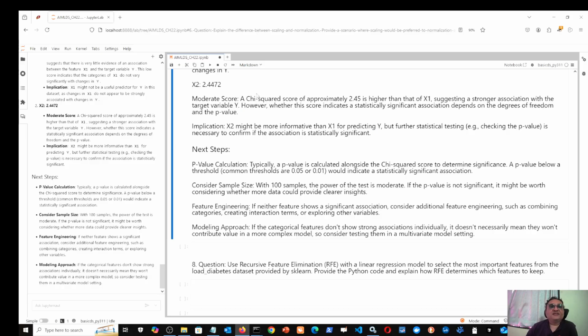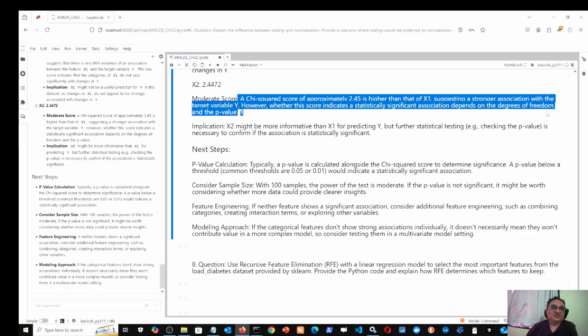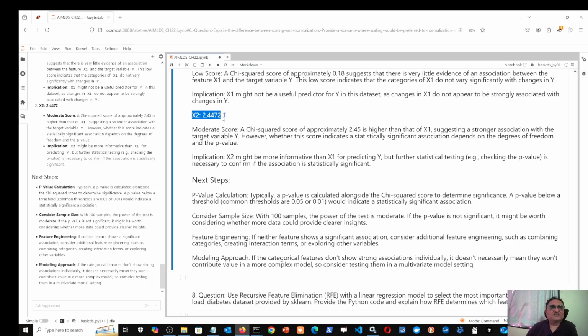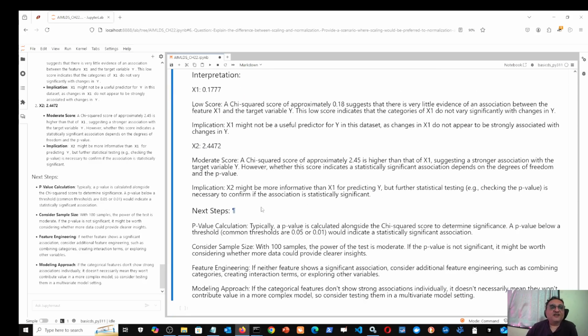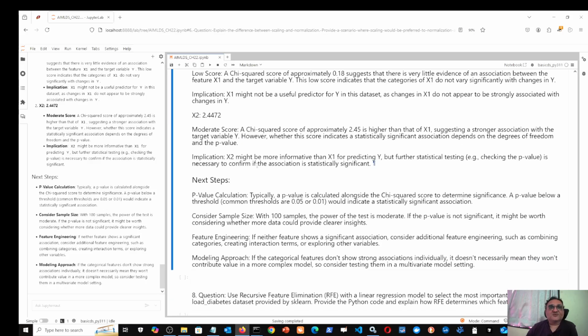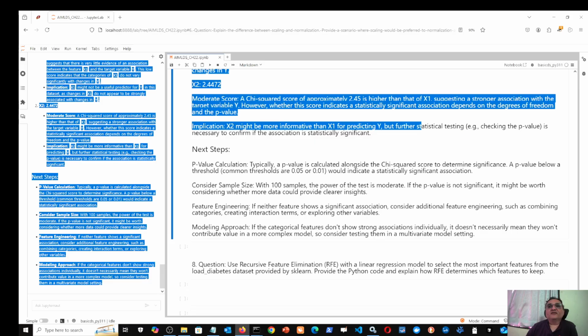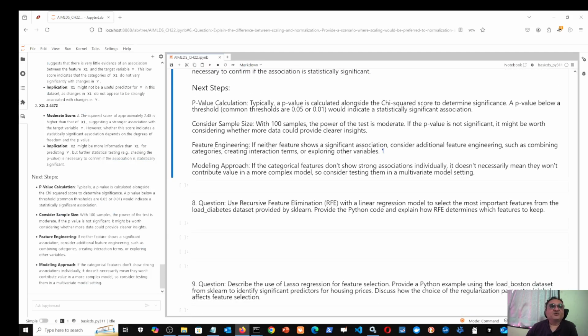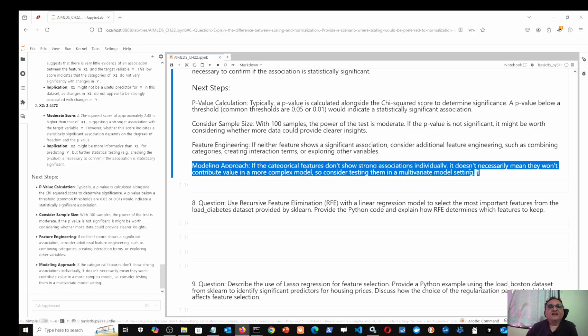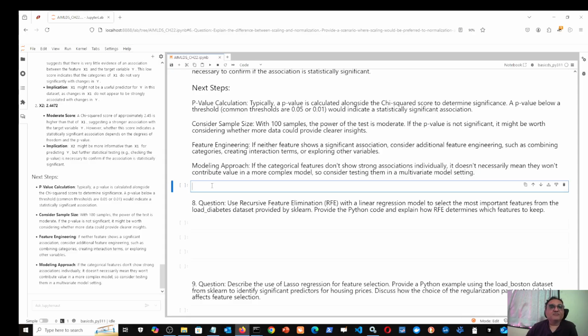So here, for example, it says that the chi-square score of 2.5 is higher than x1, suggesting stronger association. That is what I said even before asking ChatGPT, that x2 has a very large chi-square, 15 times larger than x1. So x2 might be more informative in predicting y, but more statistical testing will be required to confirm. It gives next few tests: find the p-value also, consider sample size also, do some feature engineering if required, and try different modeling approaches.